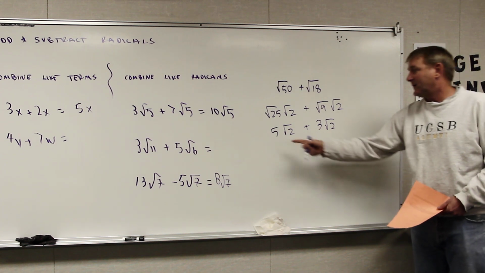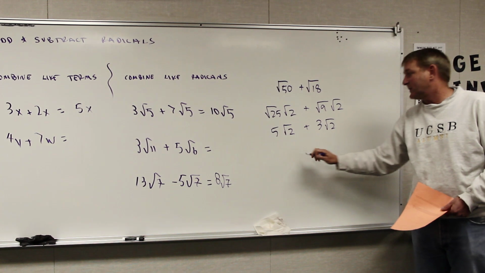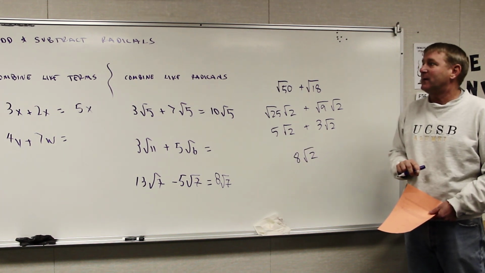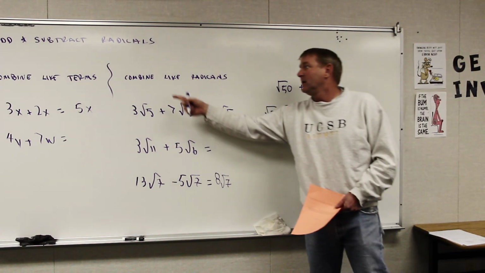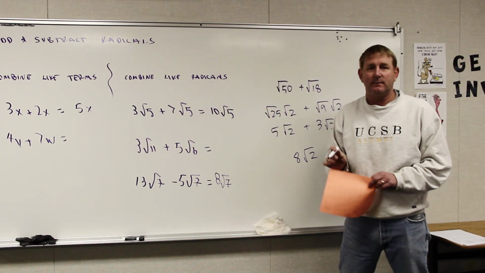And now look what we have. We have 5 root 2 and 3 root 2. So now we do actually have like radicands. We put them together and we get 8 root 2. So that's adding and subtracting radicals. You can only combine like radicands. You can only put root 5s with root 5s and root 8s, and good luck.